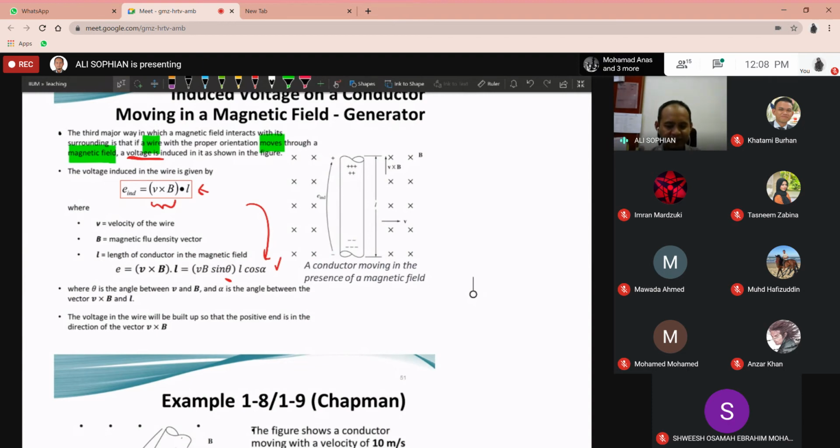So V is to the right hand side, and B is into the page. So I is a bit awkward, I is going upwards. So in this, the V is to the right hand side. If you look at the illustration, it's to the right.